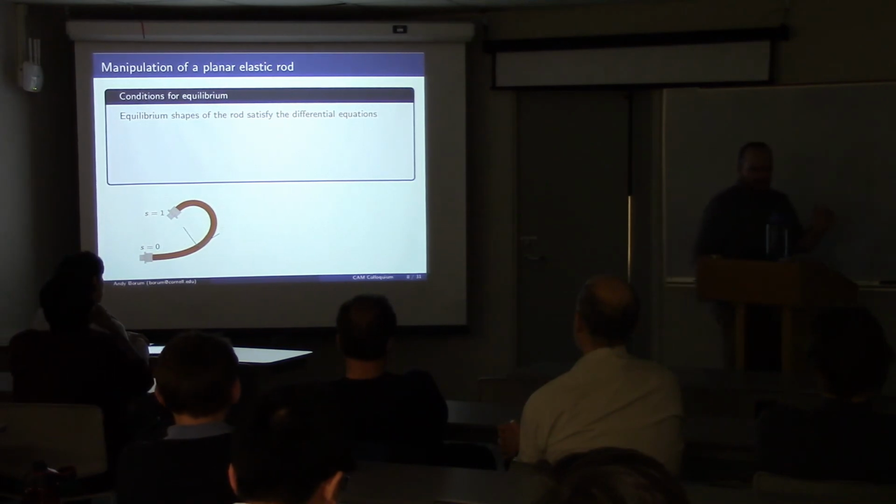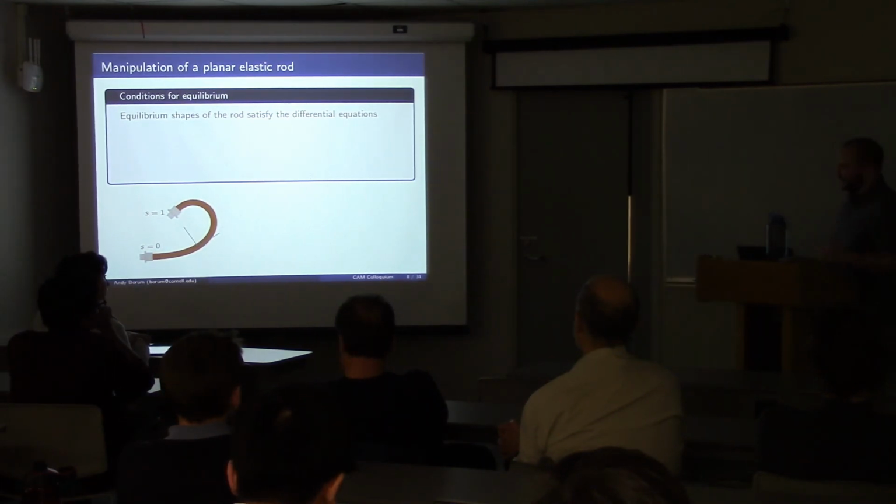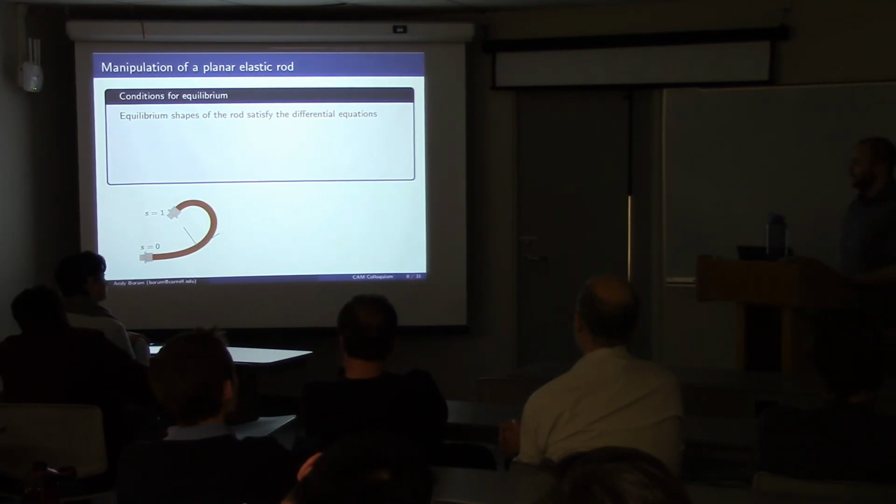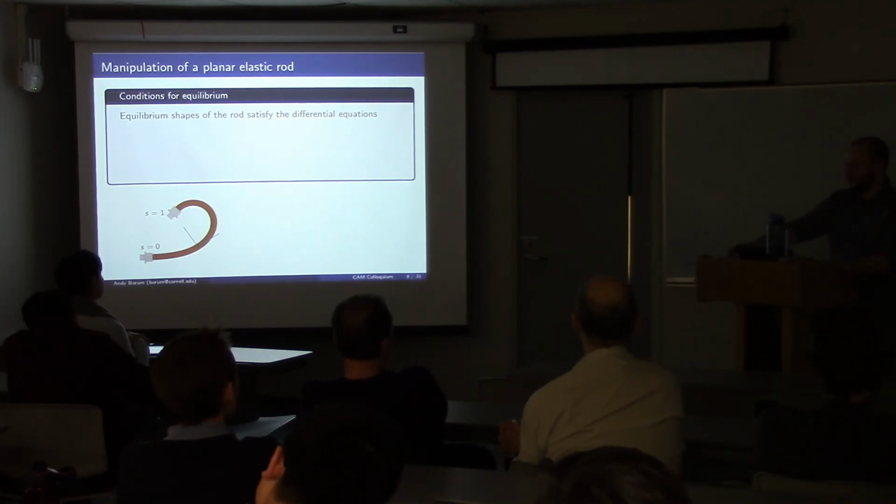We're going to assume that the rod is inextensible. So the length always stays at 1. It can't stretch, it can't compress, it always has a fixed length. We'll also assume the rod is unshearable, so it can only deform through bending. Shear would be something like this. Right, so we're only allowing bending.